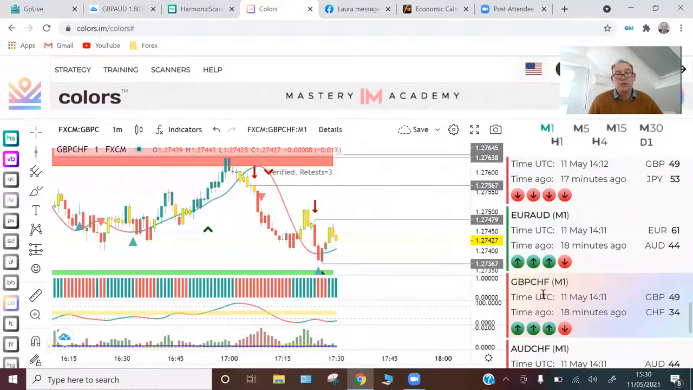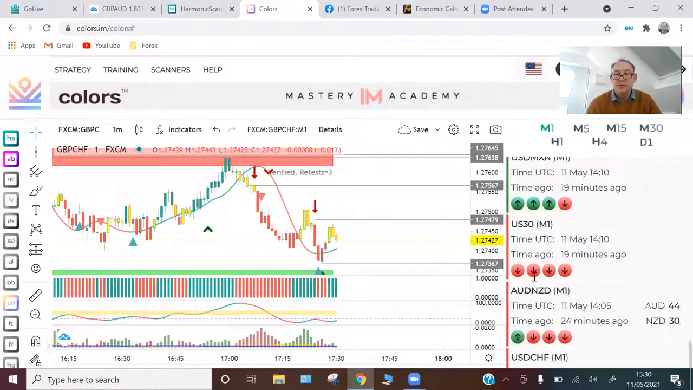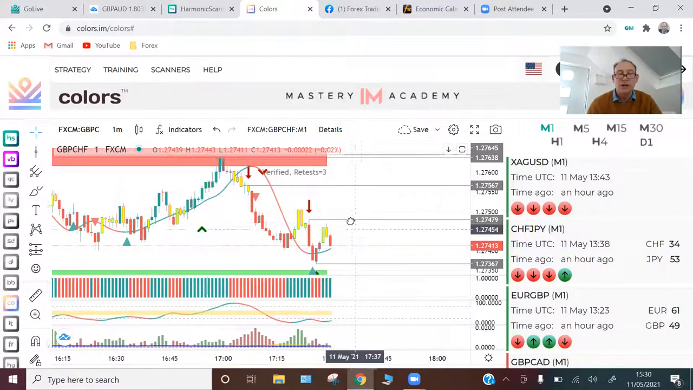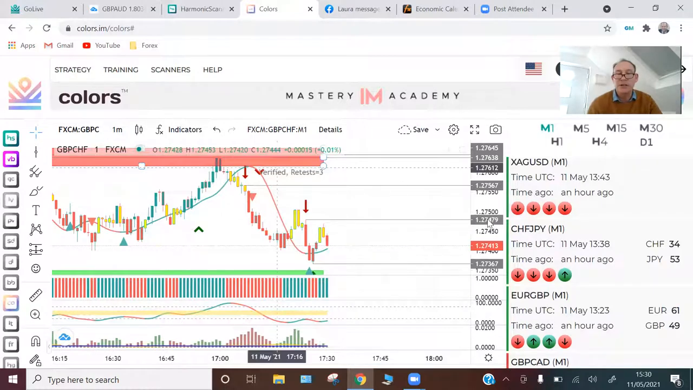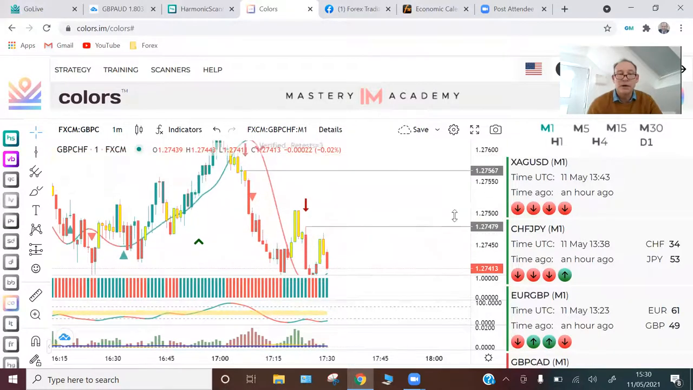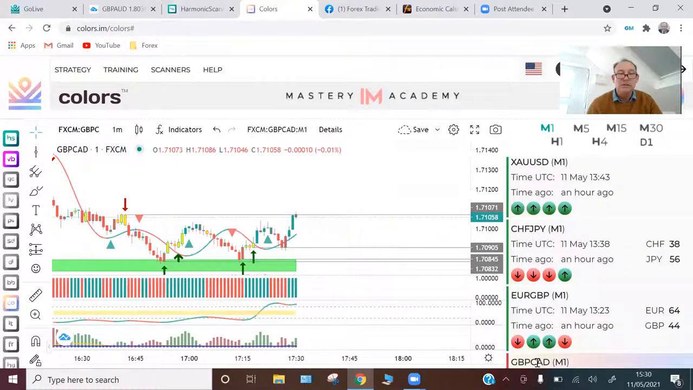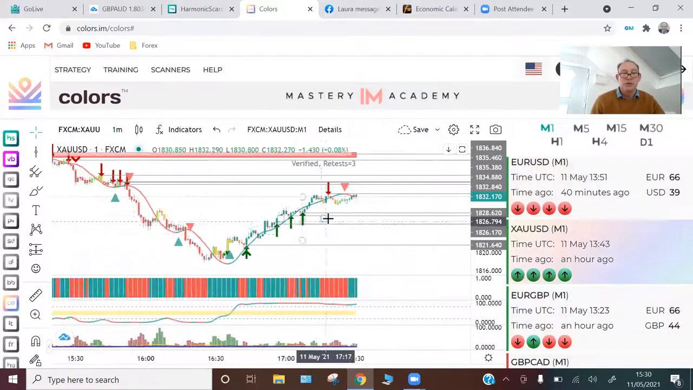Just depends what the news is in relation to. Oh, look at this. What was that? Great British pound, Canadian dollar. A bit of movement there, but it's not really what I'm looking for. I'm looking for a big spike. I'm not really feeling the love with this one at the moment.